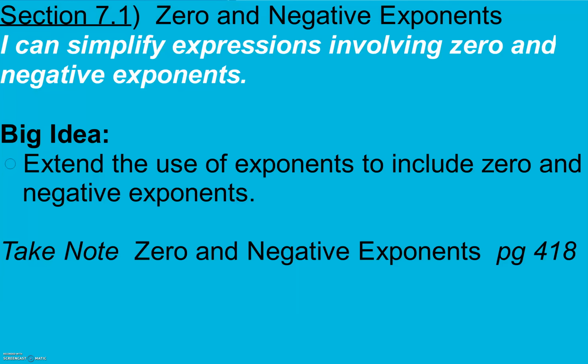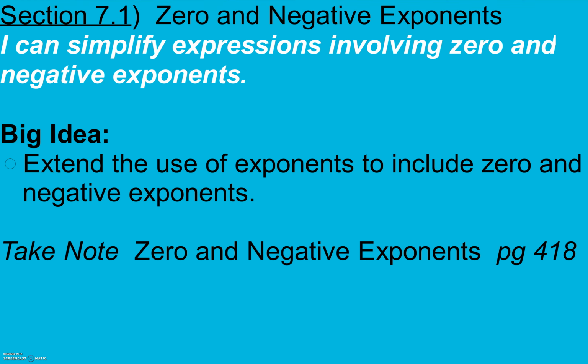Section 7.1 is zero and negative exponents. I can simplify expressions involving zero and negative exponents. Big ideas here: we can extend the use of exponents to include zero and negative exponents. If we look on page 418 to start here, it has zero and negative exponents.